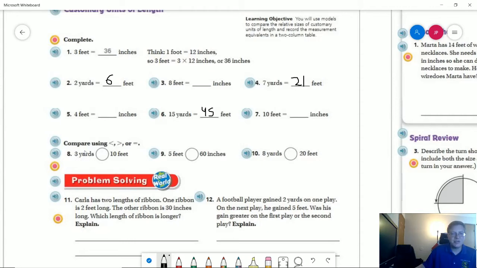Number 8, so 3 times 3 is going to give us 9 feet, which means we have a larger number on this side, so it would be less than. Number 10, 8 times 3 is going to give us 24, which is going to be greater than 20 feet.